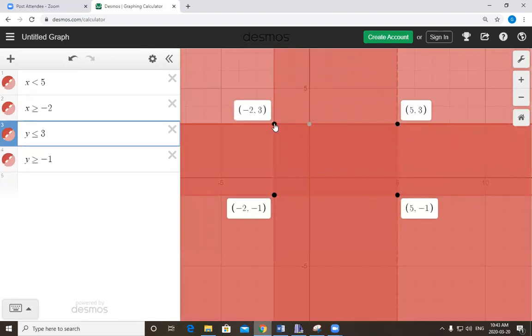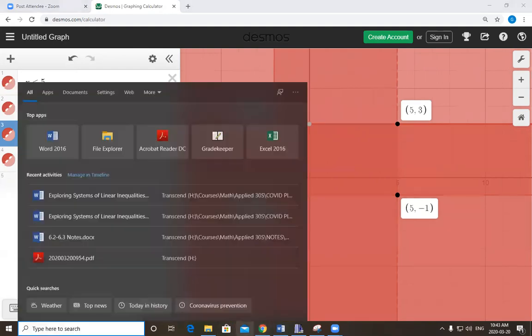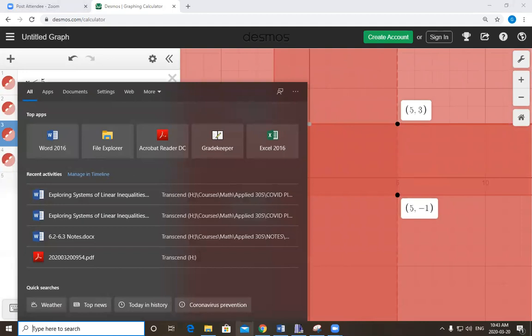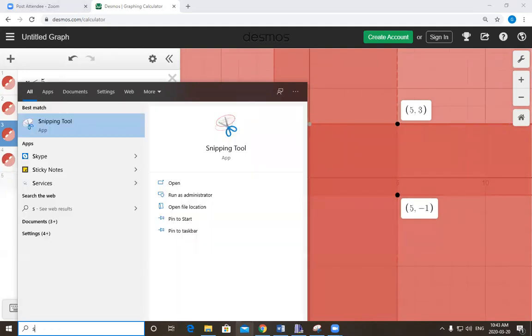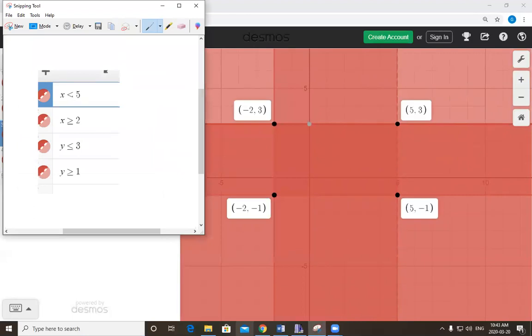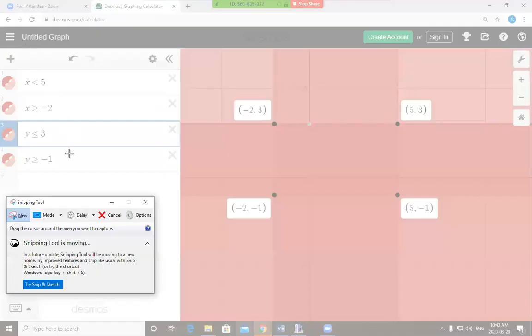So got the 4 corner points. I think I'm zoomed in enough. It's good. So just a review on snipping. Remember, you would type in on your search on the computer, snip tool. There we go. It comes up. And we'll do a new snip.